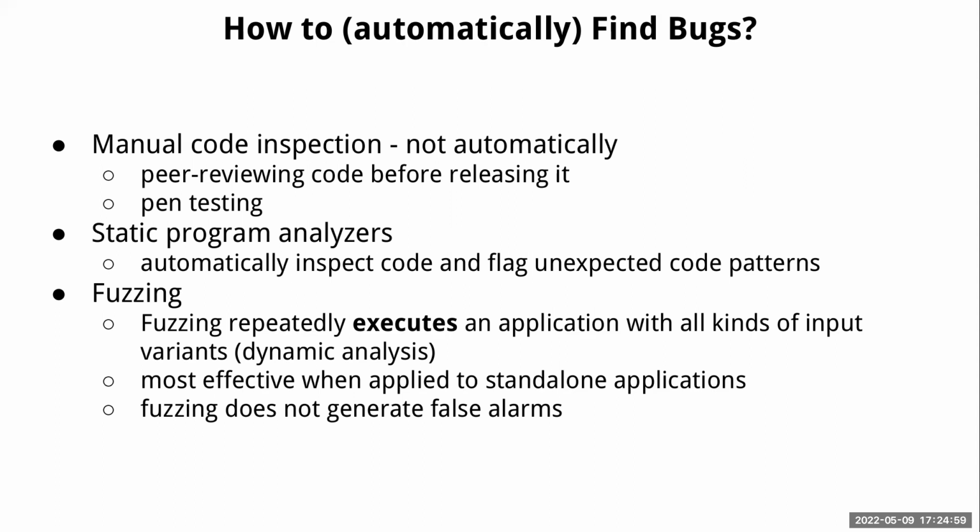When you do that manually, you try several different inputs in a minute. Fuzzing can try hundreds, thousands of that in a minute, and try to crash the program. So obviously, fuzzing is more effective when applied to standalone applications. And the good thing about fuzzing is it doesn't generate false alarms. If it generates an input and the input crashes a program, it means the program will crash for that input.